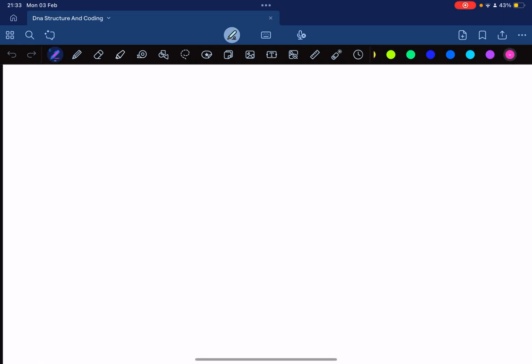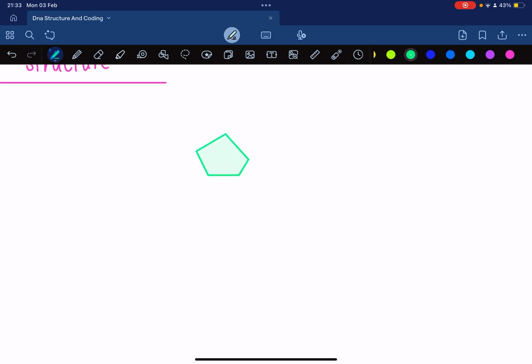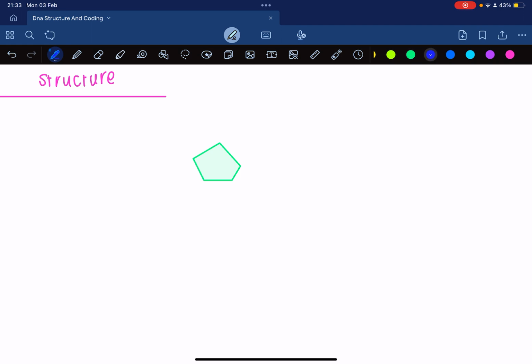First, let's talk about the RNA structure, because it's probably the most important. RNA has the exact same structure as DNA, although there are a few differences. So let's just draw that.